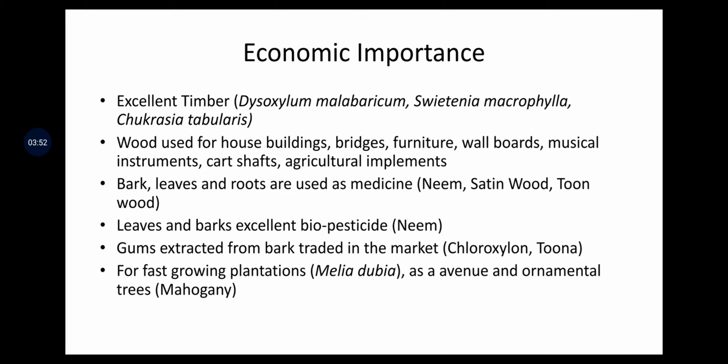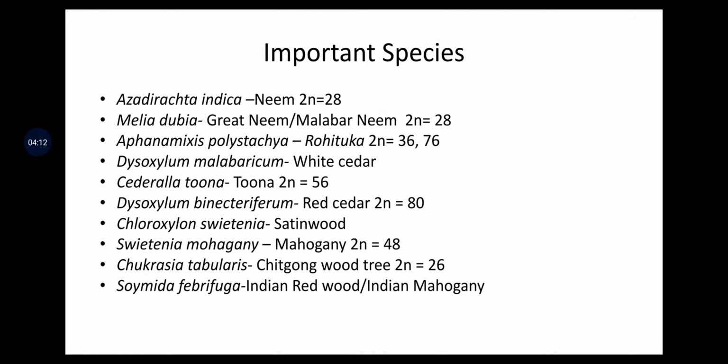Leaves and bark are excellent biopesticides. Gums extracted from the bark are traded in the market, like Chloroxylon and Toona. For fast growing plantations, plants like Melia dubia, and as avenue and ornamental tree, like mahogany, belong to this family only. Important species are Azadirachta indica, that is Neem, 2n equal to 28.